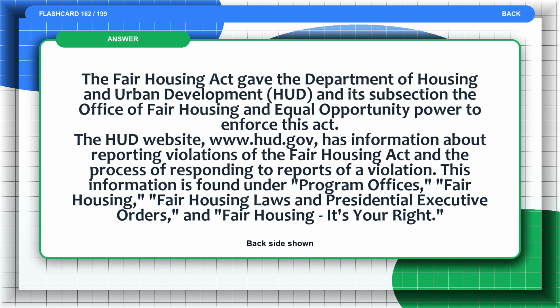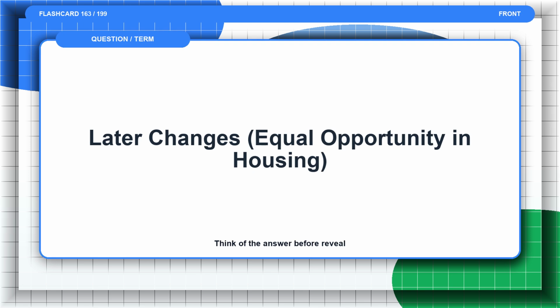The HUD website, www.hud.gov, has information about reporting violations of the Fair Housing Act and the process of responding to reports of a violation. This information is found under Program Offices, Fair Housing Laws and Presidential Executive Orders, and Fair Housing, It's Your Right. Flashcard 163. Later changes, equal opportunity in housing.